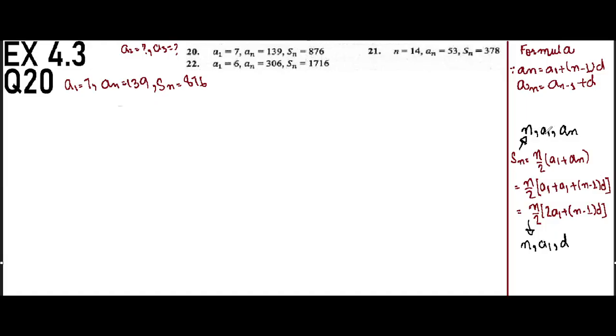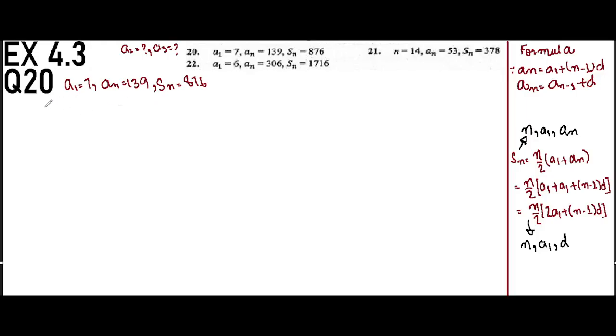Sn is given, a1 is given, an is given. So we are going to find n easily using this formula. Then after finding n, we are going to use this formula to find d. When we are done with n and d, then we can easily find a2 and a3. So let's do it.